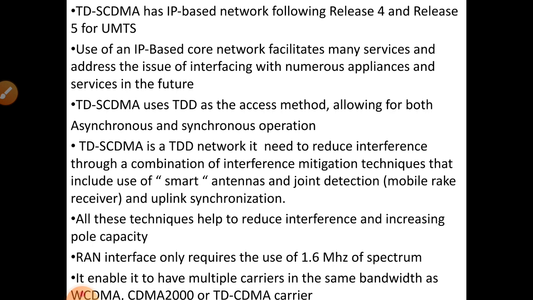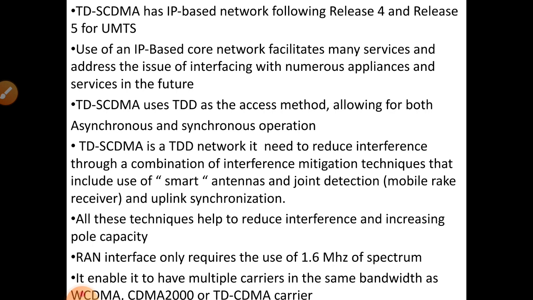But when we are going for TD-SCDMA, we can tolerate, reduce or avoid the interference problem by using some types of technique. One more important point: TD-SCDMA uses TDD as its access method, which allows both asynchronous as well as synchronous operation. So to avoid the interference, we are using a technique called the interference mitigation technique.